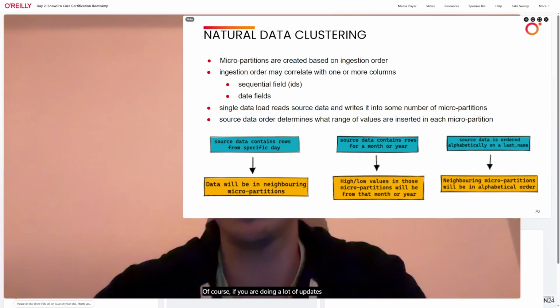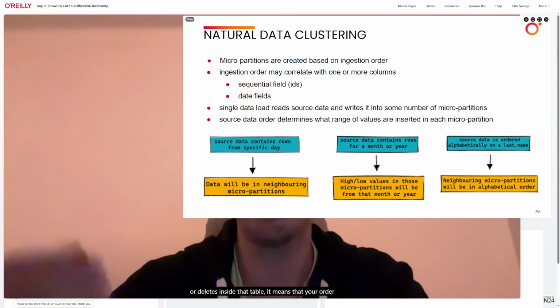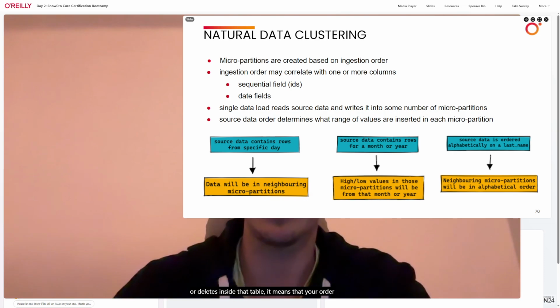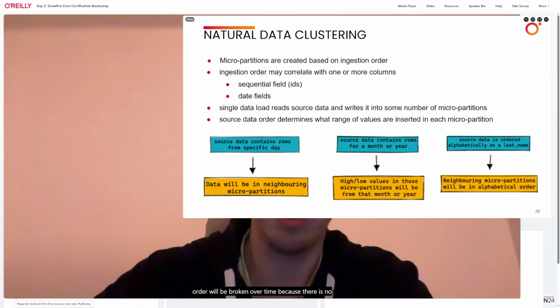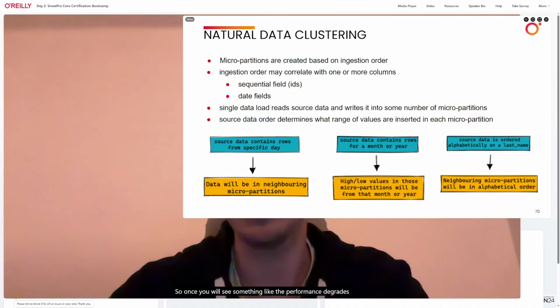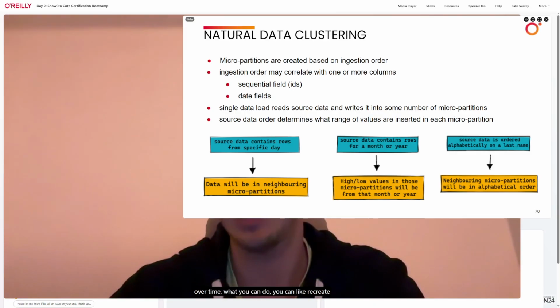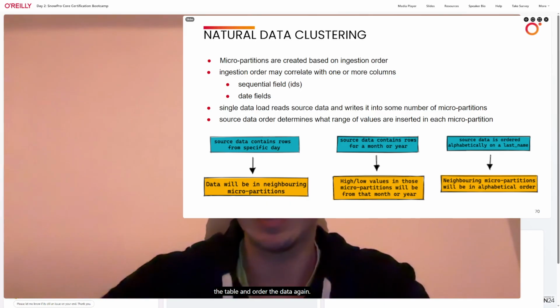Of course, if you are doing a lot of updates or deletes inside that table, your order will be broken over time because there is no automatic reclustering behind the scenes. So once you see the performance degrade over time, what you can do is recreate the table and order the data again.